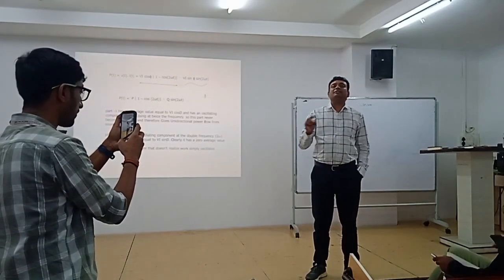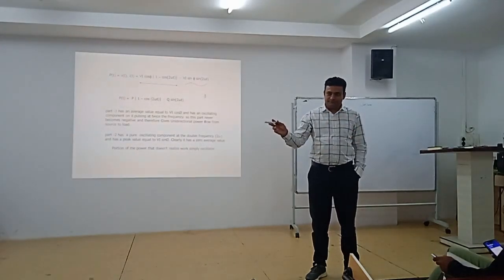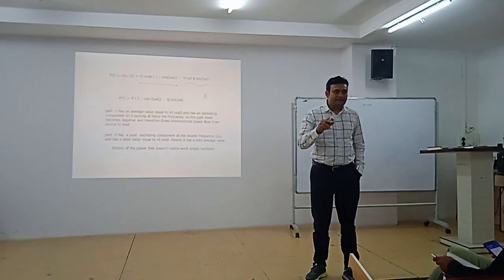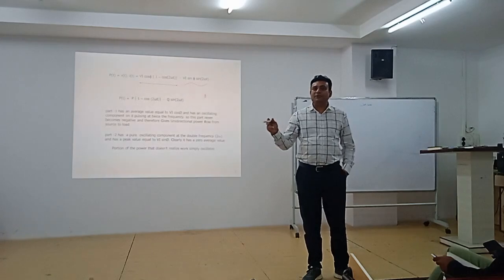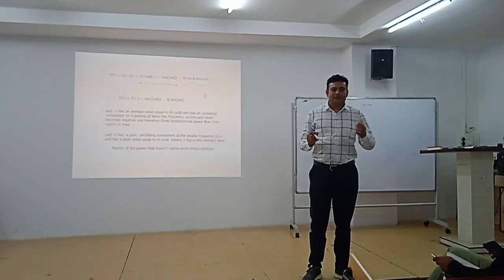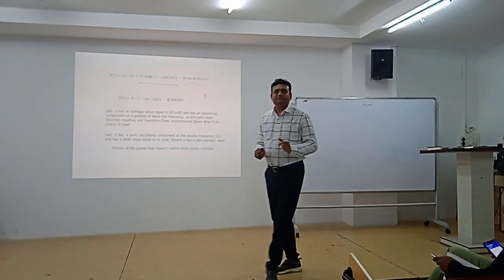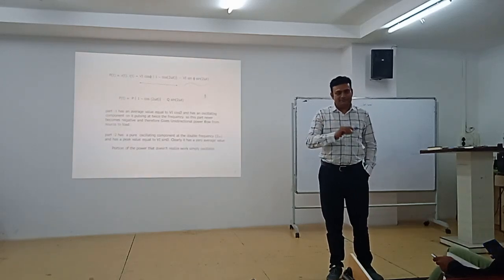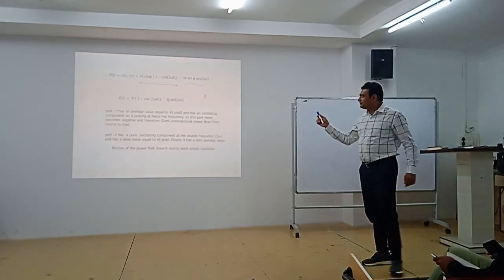Active power is a unidirectional component. It gives power flow from source to load, and reactive power is which component? Imaginary component. So what happens to reactive power? It is continuously rotating between source and load. It is exchanged between source and load. This is the characteristic of reactive power.